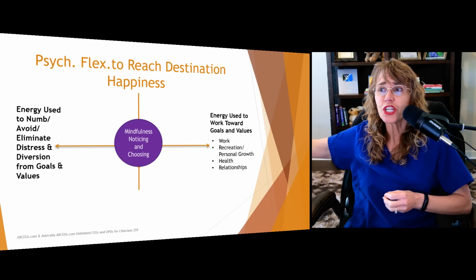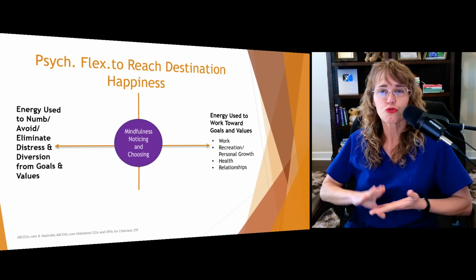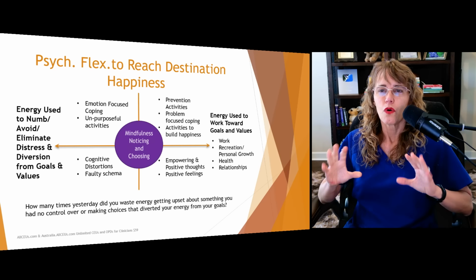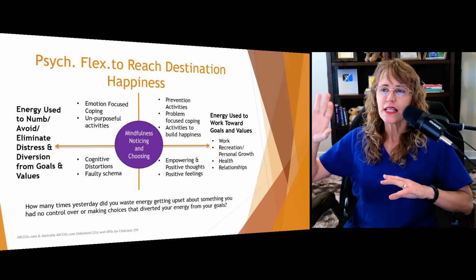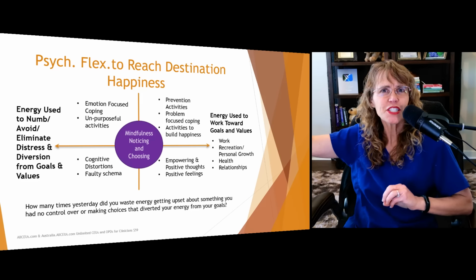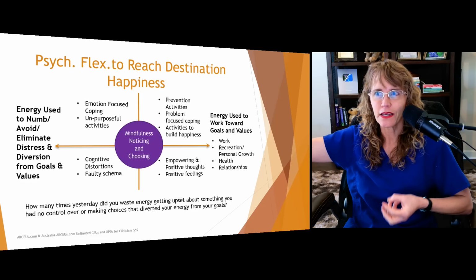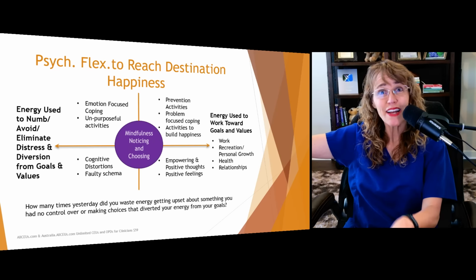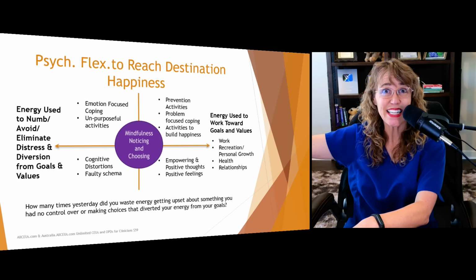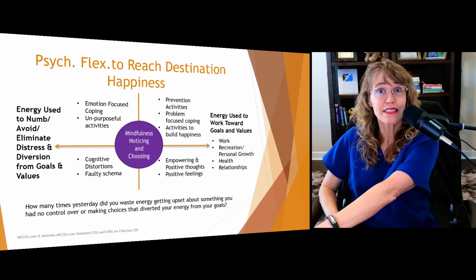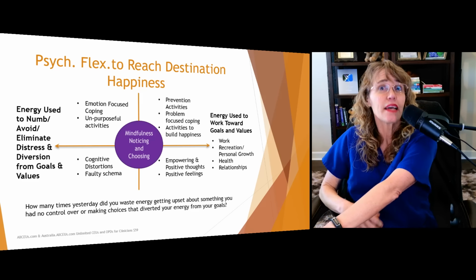Other side, energy used to work toward your goals and values, those relationships, your health, your recreation, and your work. What we have in the four quadrants is, on the toward side, on the moving toward my goals, I have prevention activities like eating healthfully and getting good sleep and exercising. I have problem-focused coping. So I'm recognizing the problem, I'm accepting it as it is, and I'm making a conscious choice to use my energy to change the things I can and accept the things I can't. And then activities to build happiness.